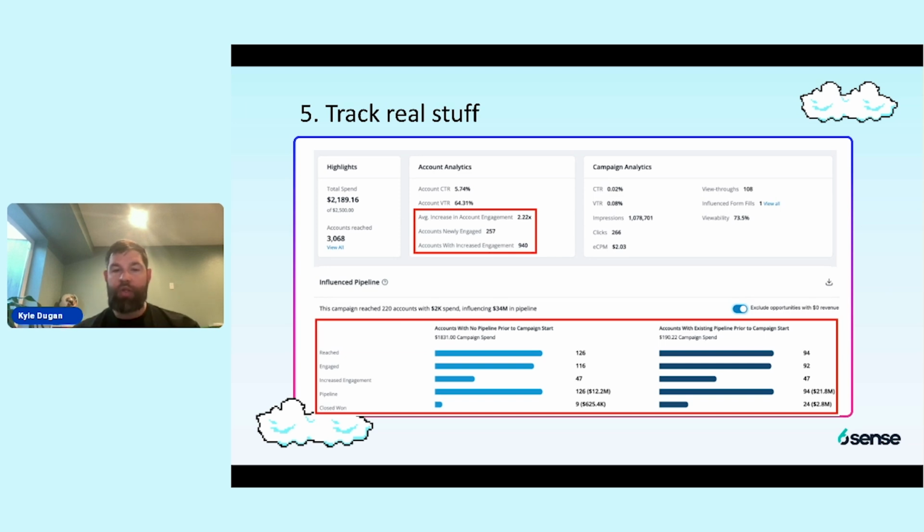the campaign. So overall, these are some of the metrics that we would look at for tracking real stuff, as we say. Very different than MQLs and looking at leads, form submits, and things like that.